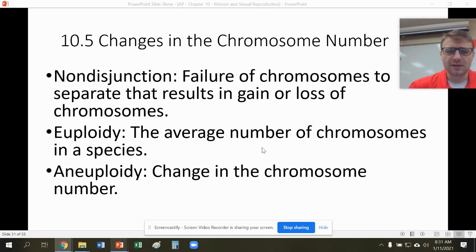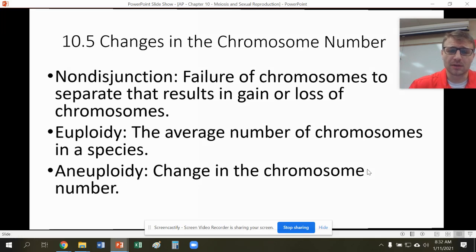You can see the euploidy. This is just the average number of chromosomes. For humans, it's 46. For other organisms, it's different numbers. Like for king crab, I think it's 208. For chimpanzees, it's 48. It's just how many chromosomes that species has. And aneuploidy is just the change in that number.